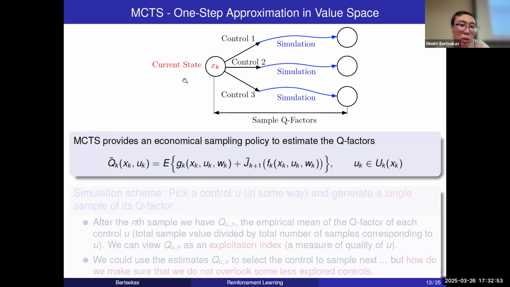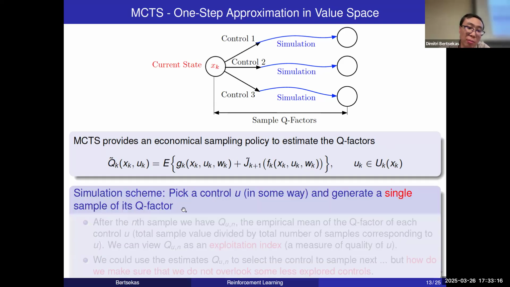And suppose that given the current state xk, we have 3 different controls, and starting from applying different controls, we run simulations and so on. So Monte Carlo Tree Search provides an economical sampling policy to estimate those Q factors, where each Q factor is this expected value, right? And the simulation scheme is to pick a control U in some way and generate a single sample of its Q factor.